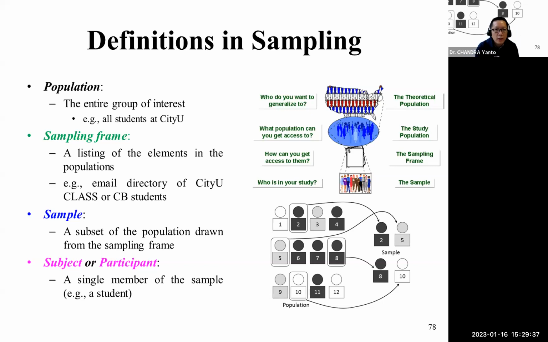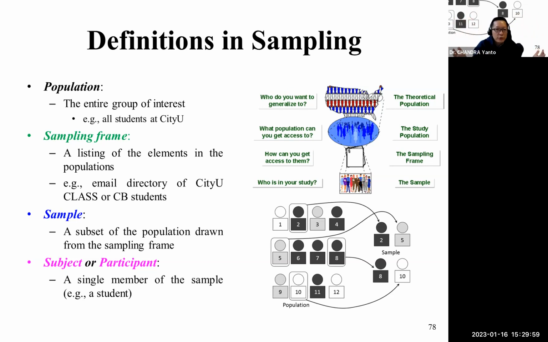If you want to generalize what is the successful rate of social science students in CTU, then you send this to the email directory of CTU students, College of Liberal Arts and Social Sciences, right? And that email directory is a sampling frame, right? But what is your population? Your population could be the entire student body of interest with CTU.